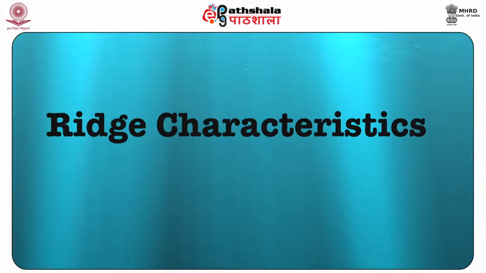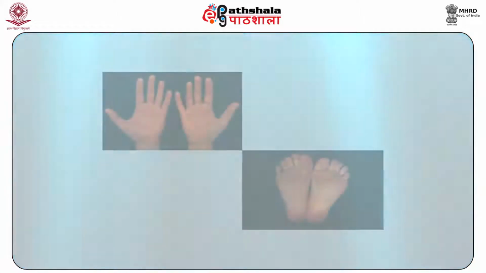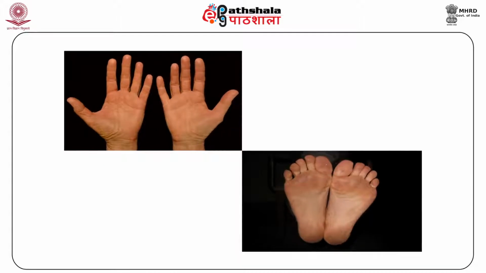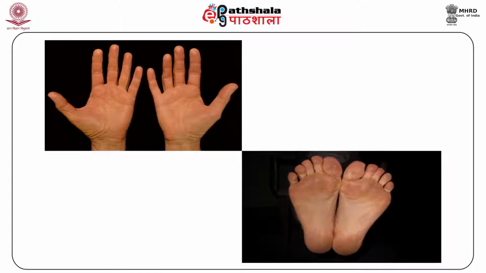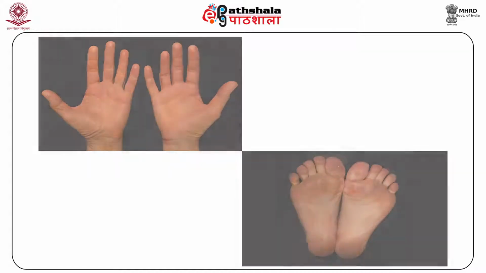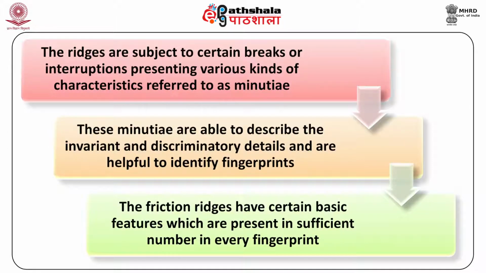Now, let us have a detailed look at ridge characteristics. The palmar surface of the hands as well as the soles of the feet, found both in men and monkeys, are covered with minute ridges that possess a superficial resemblance to those made on sand by wind or flowing water. The ridges are subject to certain breaks or interruptions presenting various kinds of characteristics referred to as minutiae. These minutiae are able to describe the invariant and discriminatory details and are helpful to identify fingerprints.